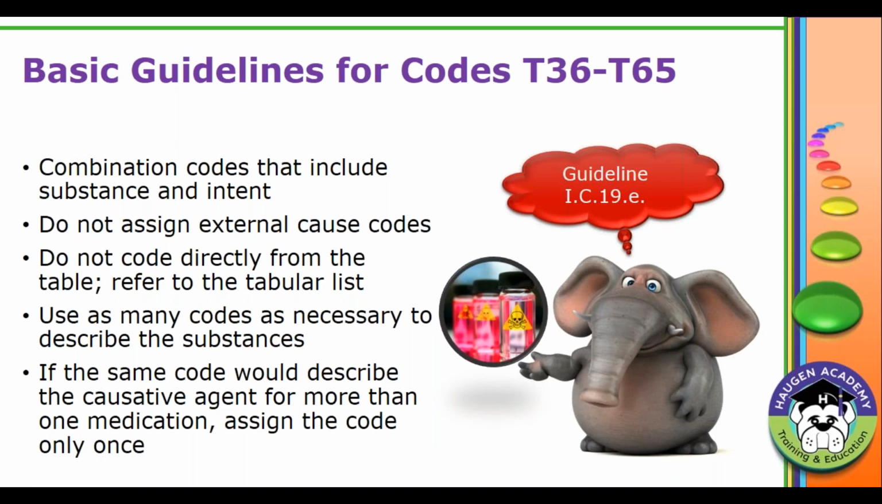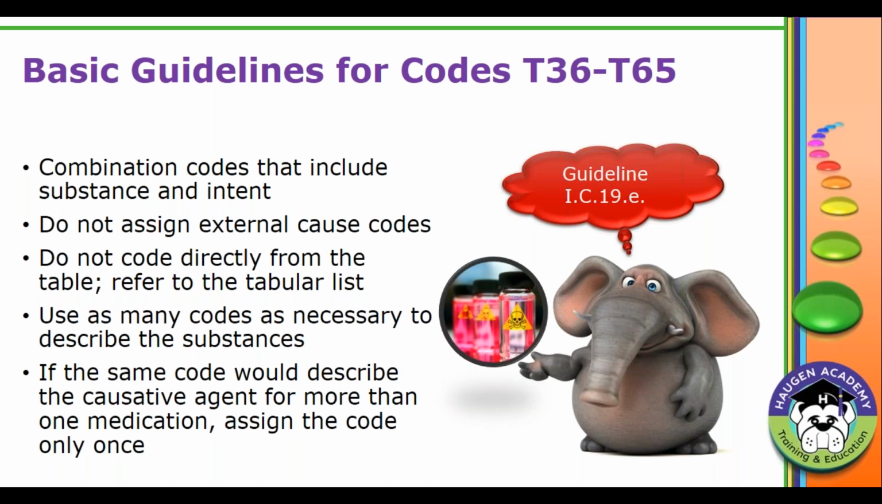So, a couple of basic coding guidelines. First of all, these are combination codes that include both the substance and the intent for poisonings. On poisonings, we do not assign a separate external cause code. Yay! Also, we don't code directly from the table. We refer to the tabular list. I call that a rookie mistake when I can tell you've only coded from the table or haven't been using an encoder because you forgot your 7th character. These do have 7th characters and those aren't listed in the tables.